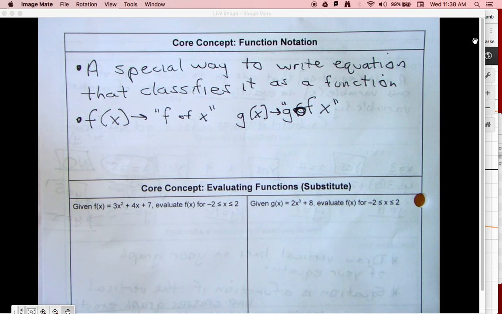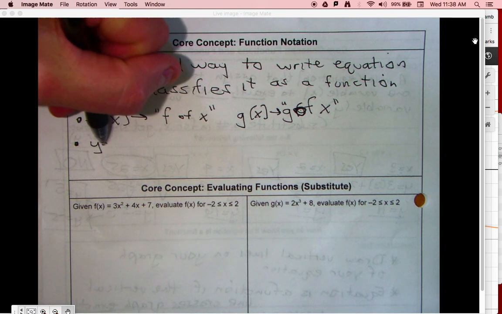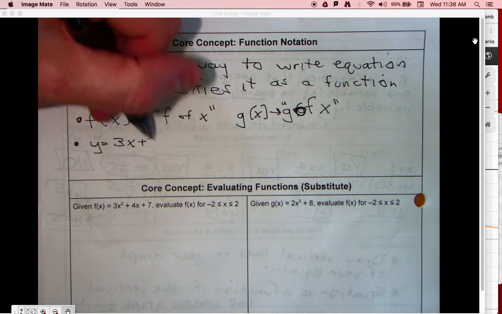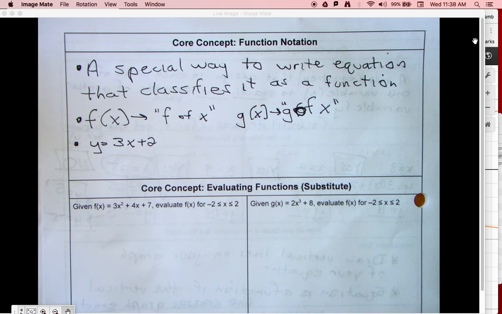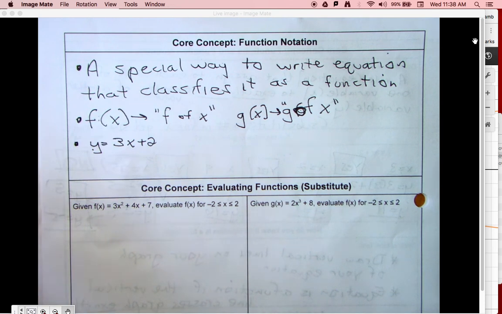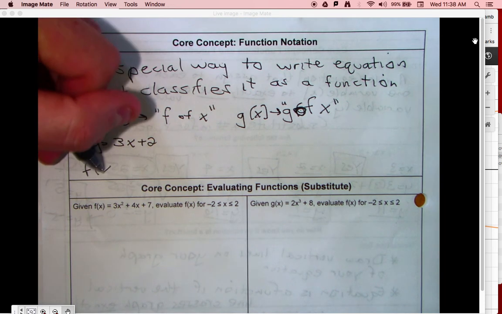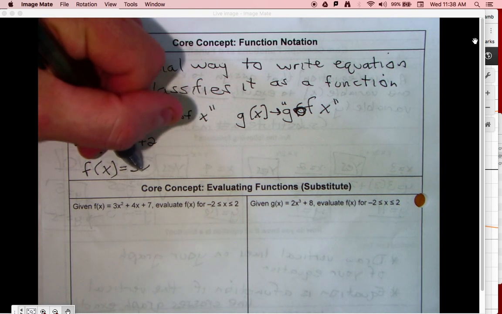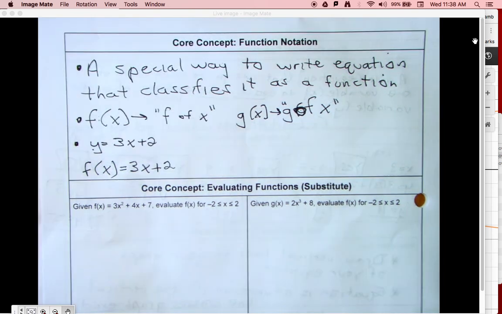So typically what that means, for our equations, which we're now going to start calling functions, is that in the past you would write something like this: y equals 3x plus 2. Now you're going to replace the y with f of x, or g of x, or h of x. So f of x equals 3x plus 2. These two things do exactly the same thing as far as when we plug numbers in or evaluate or substitute. They also do the exact same thing when we graph this.